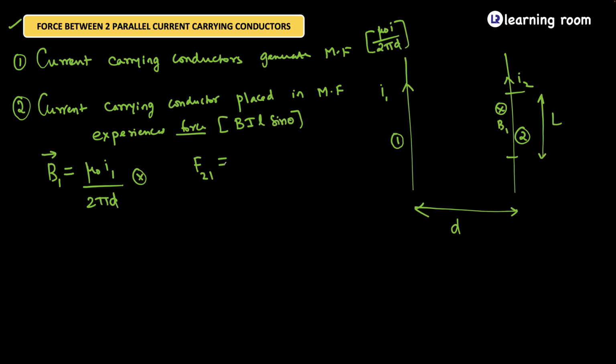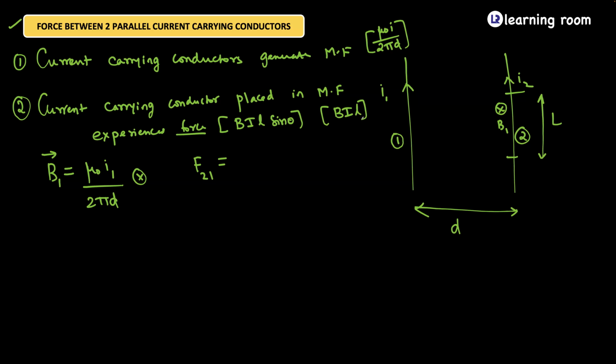Here, what is the value of theta? Current is in this direction. Magnetic field is in this direction. So current is upward. Magnetic field is into the plane. I keep it like this. So when I turn and show it to you, what is the angle between them? 90. So theta is going to be 90. So in this case, I will apply the formula B into I into L.